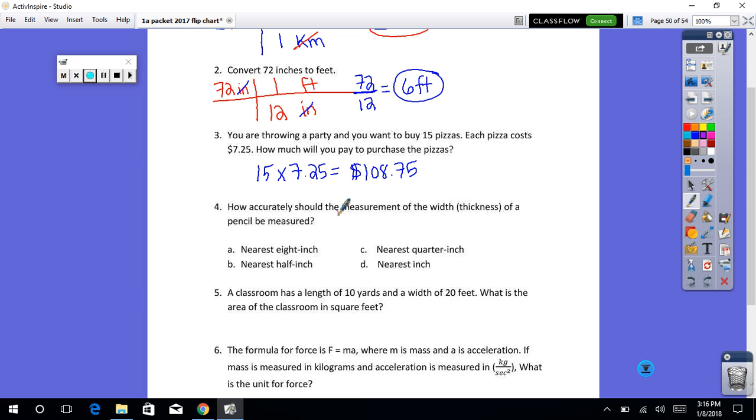Okay, how accurately should the measurement of the width, which is the thickness of a pencil, be measured? Okay, think about a pencil. Okay, an inch would be way too big. Half an inch would also probably be way too big. Okay, a quarter inch would possibly work, but when we are talking about something as small as the width of a pencil, 1/8 of an inch is probably what you want to work with.